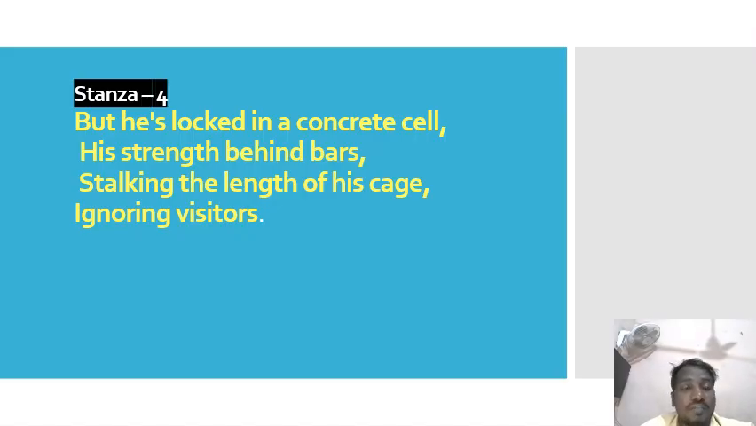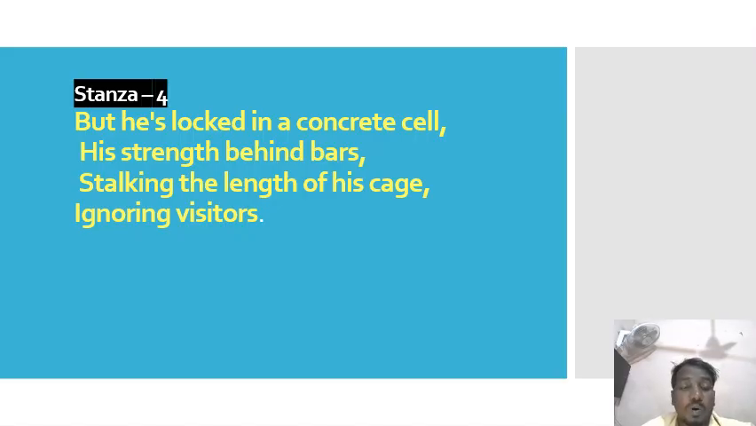The instinct of a tiger is what, like hiding and hunting its prey. But here, since it's locked up in a concrete cell, its instinct, its strength and its nature have just disappeared. What is the reason? Because it's locked up. That is the only reason. Now let's move on to the third line. Stalking the length of his cage, ignoring visitors.